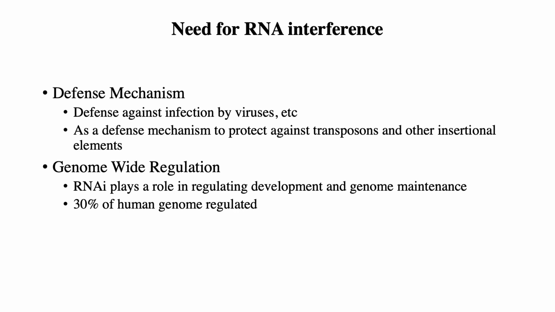Let's look in depth at why this mechanism is important. It's mostly used as a defense mechanism, like defense against infection by viruses. It's used to protect against transposons and other insertional elements. And it's also used to control genome-wide regulation. RNA interference plays a role in regulating development and genome maintenance. 30% of the human genome is regulated. We know that less than 3% of the genome codes for proteins. So what does the rest of the 97% of the genome do? They're all transcribed, and these are non-coding elements, but they help in regulating the coding genes.